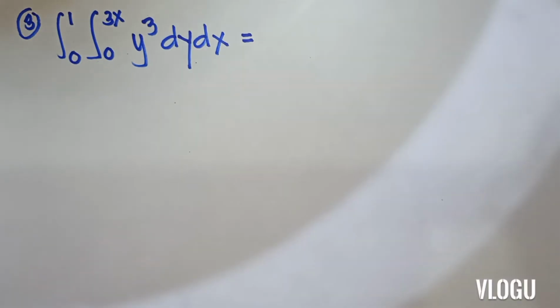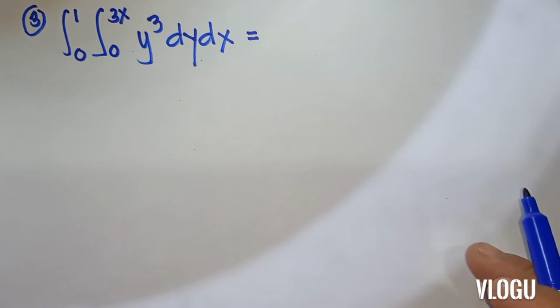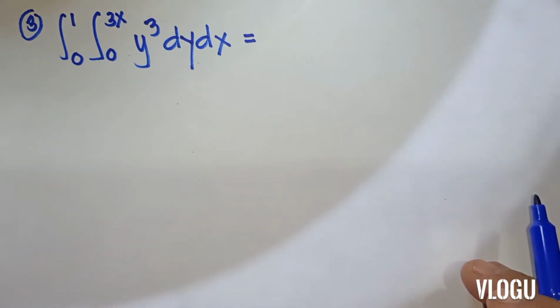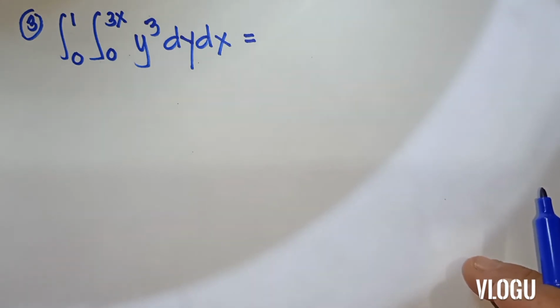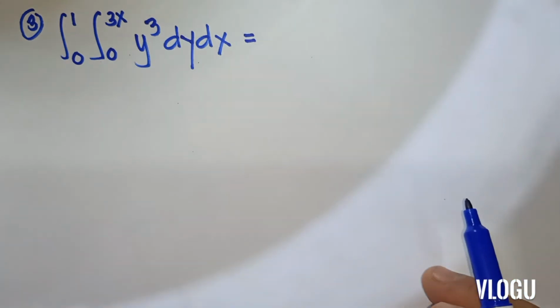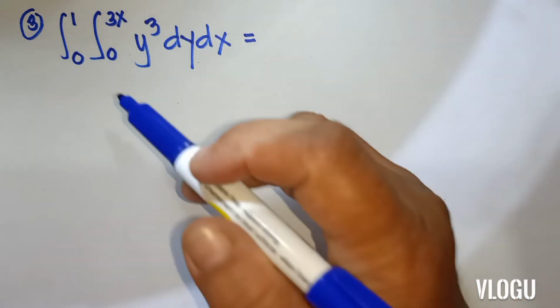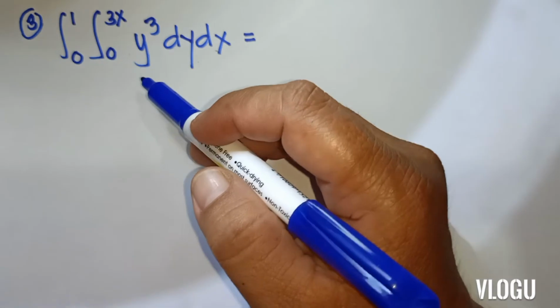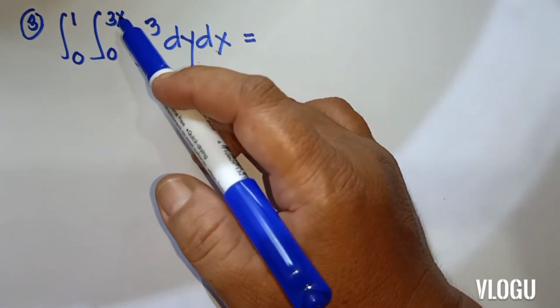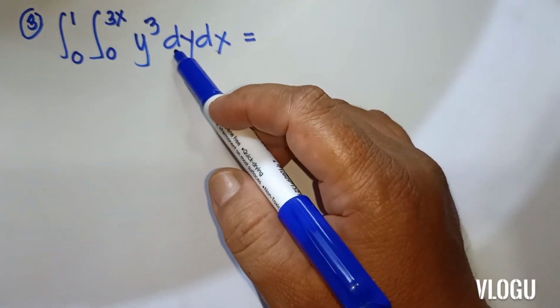The next example is the integral of y cubed dy dx, evaluated from 0 to 1 and 0 to 3x. If you look at this one, this is what we call double integration. You start with dy.